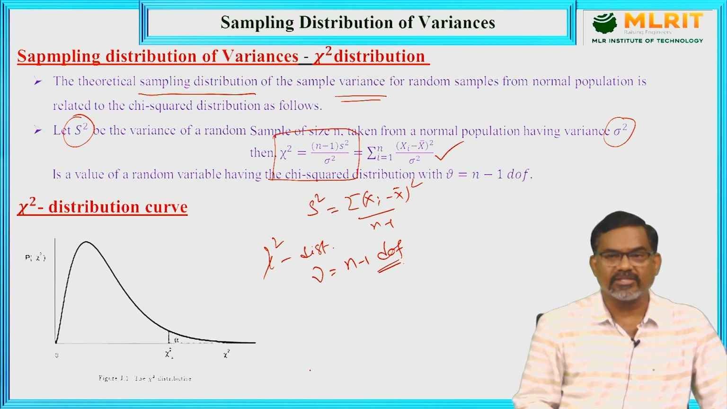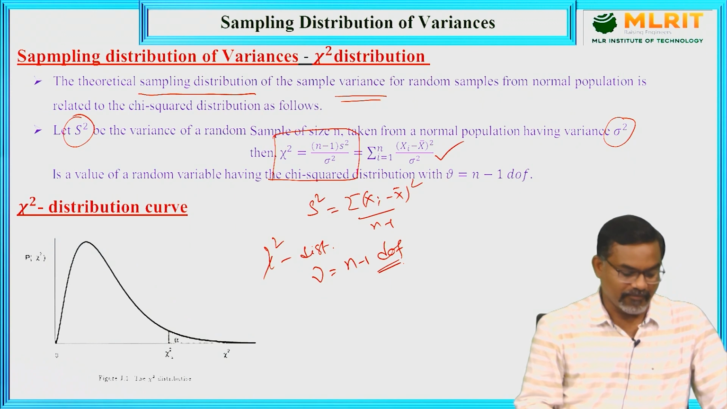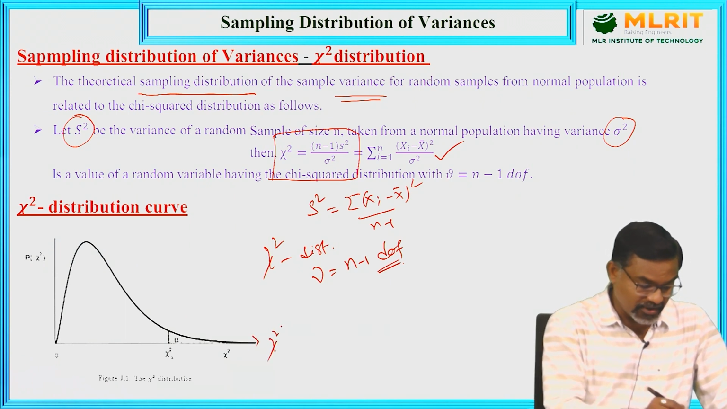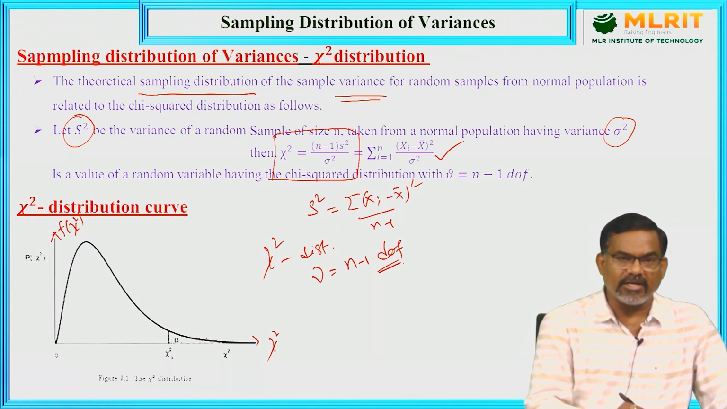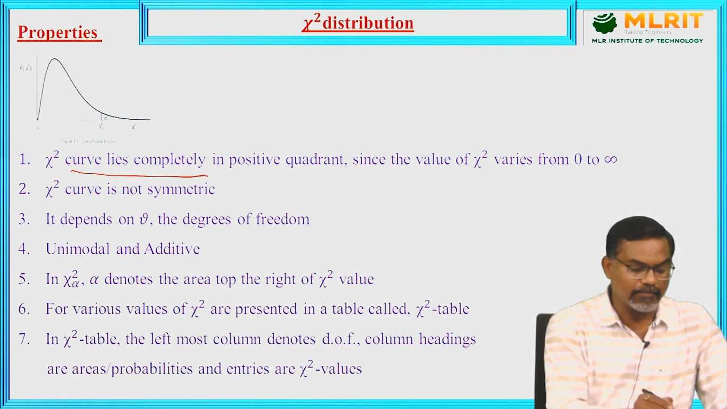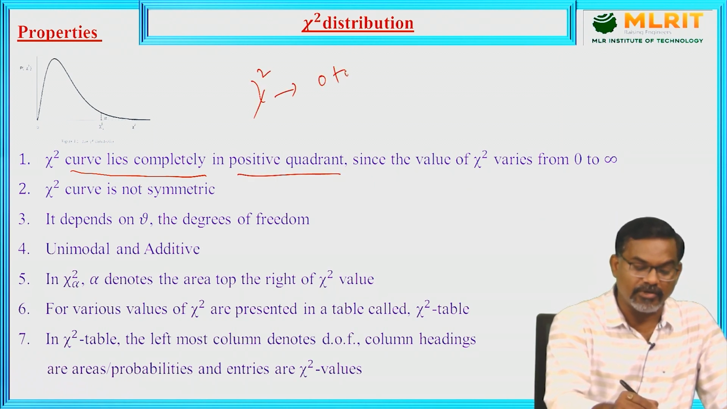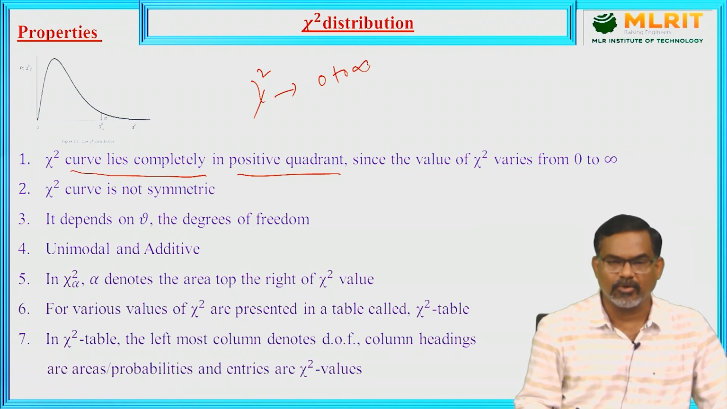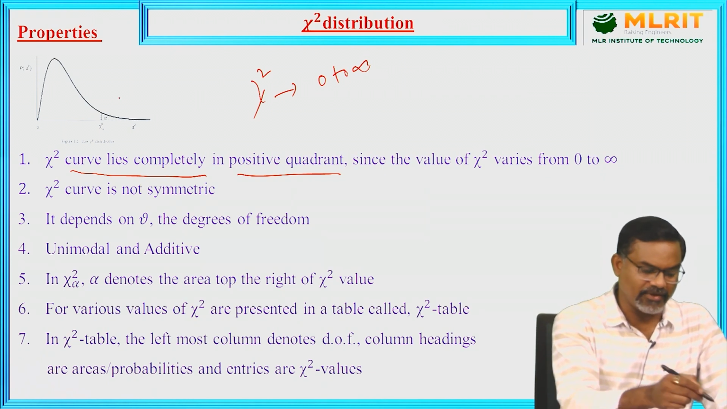This chi-square curve is not similar to the t curve or the standard normal curve. The chi-square curve completely lies in the positive quadrant. So here this is the chi-square value and this is f of chi-square. Now coming to the properties of the chi-square distribution, just now I told that the chi-square curve lies completely in the positive quadrant as the chi-square value varies from 0 to infinity. That means the chi-square value takes only positive values. That's why the curve completely lies in the first quadrant, which we can see here in the figure.